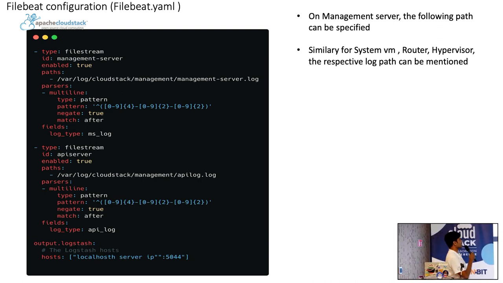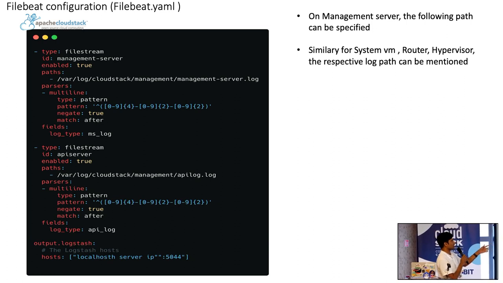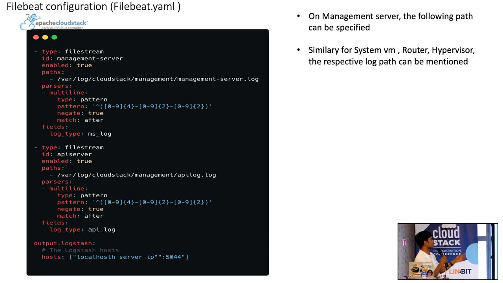Similarly, for other systems like the secondary storage VM, router and hypervisor, we need to have the Filebeat package installed, and we point to which logs we want to monitor in that particular system, and we can send them to the Logstash server or Elasticsearch for centralized storage.